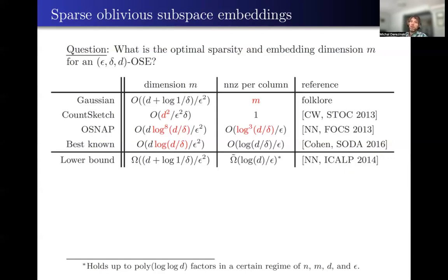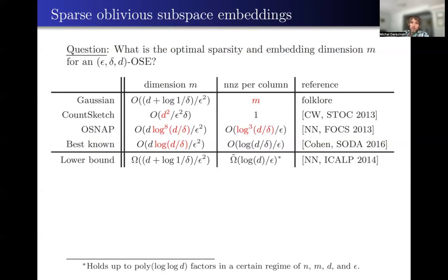And then a number of follow-up works, including Nelson and Nguyen, showed that if we increase the sparsity a little bit up to polylog over epsilon per column, then we get closer to the optimal Gaussian embedding dimension, so d times polylog, and those logarithms have been later improved, in particular by Cohen.